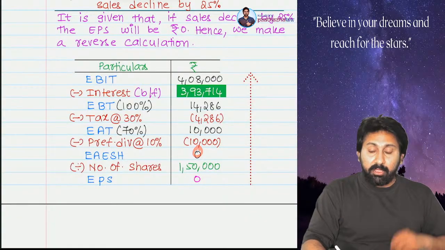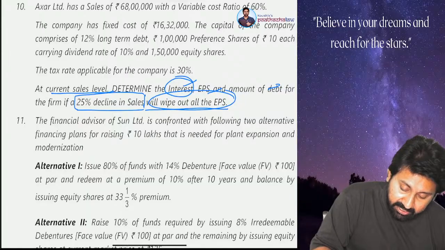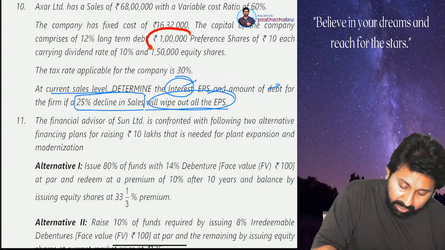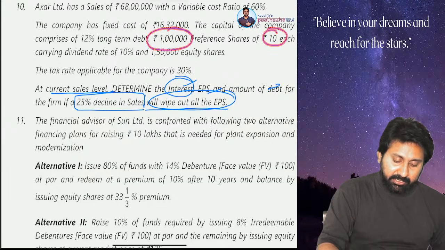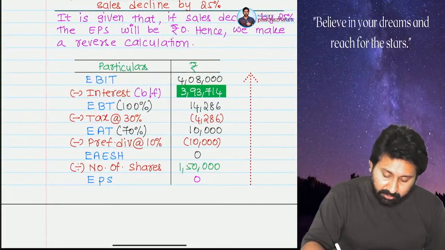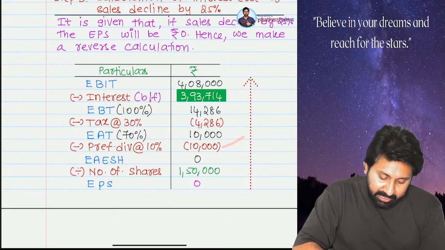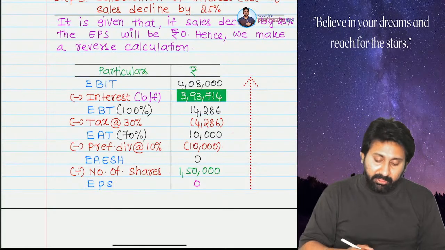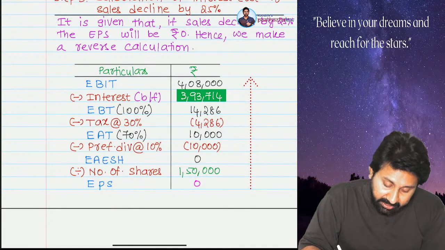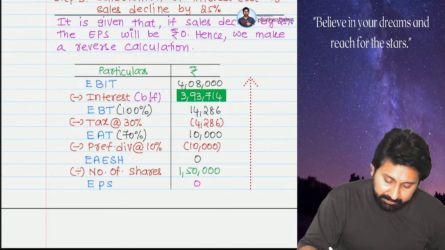Preference shareholders: how much amount from the preference shares? 1 lakh preference shares of rupees 10 each, dividend is 10%. So 10% of 1 lakh is 10,000. Preference dividend is there, so EAT is 10,000. This 10,000 is the 70% value.